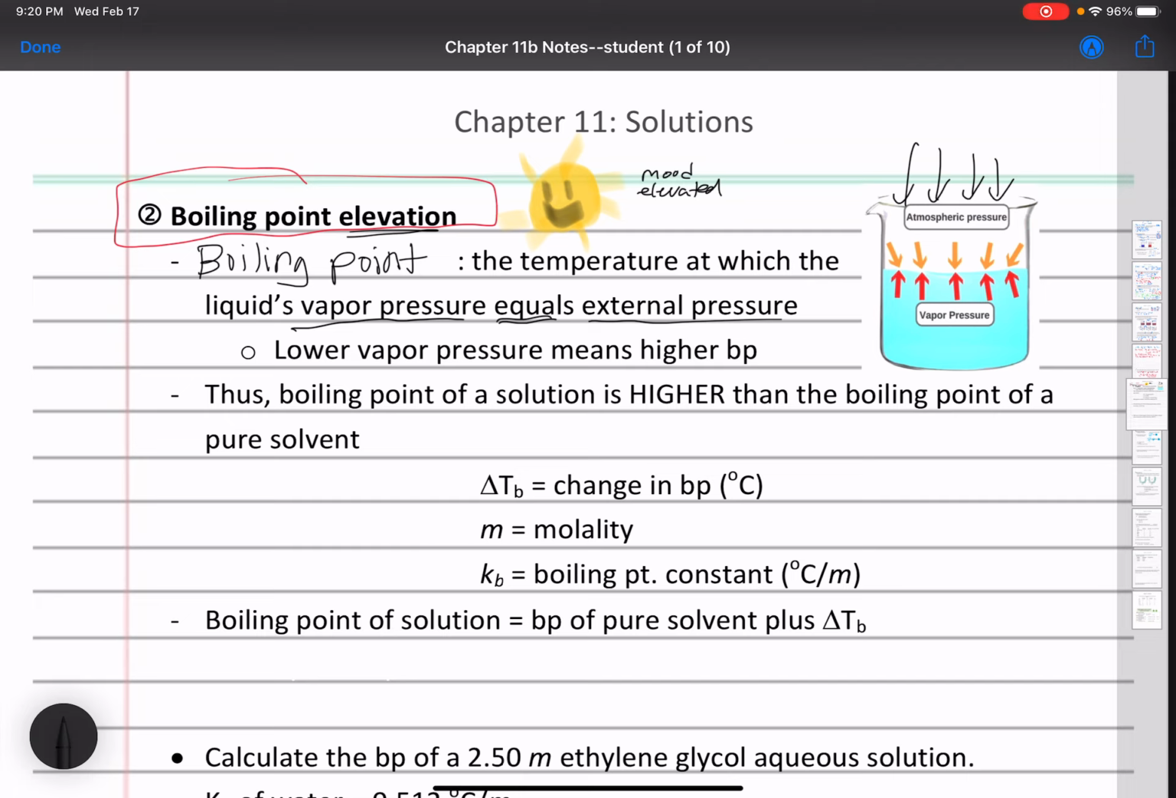So in order for a liquid to boil, it has to be heated to a point where the vapor pressure exerted by the liquid is equal to the pressure of the atmosphere. And at that point, gas bubbles can start spontaneously forming. That's what boiling is. So the higher this pressure is, the higher the boiling point will be. So boiling point is directly proportional to atmospheric pressure.